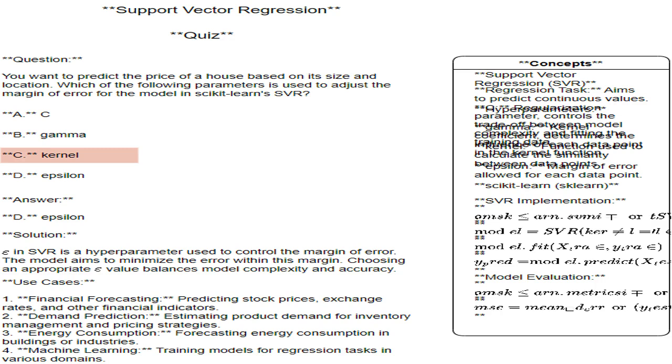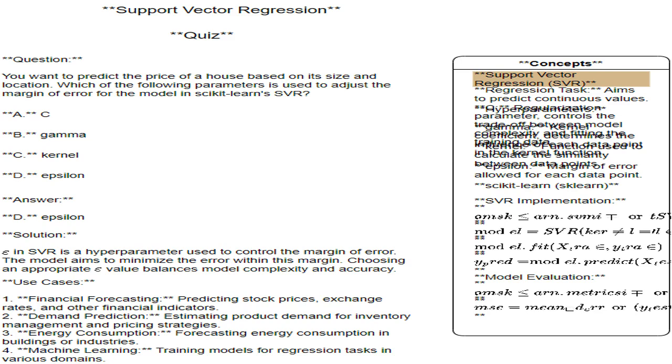False. D, epsilon. Epsilon in SVR is a hyperparameter used to control the margin of error. The model aims to minimize the error within this margin. Choosing an appropriate epsilon value balances model complexity and accuracy. True. D, epsilon. Support vector regression, SVR.